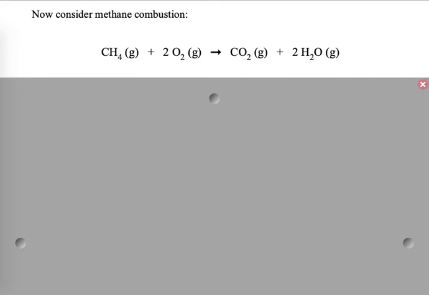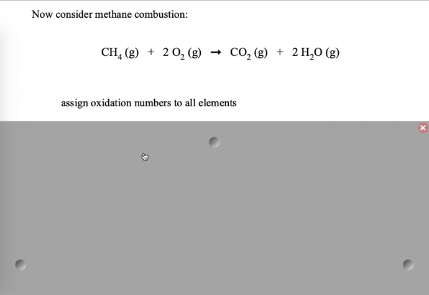So now, let's go back and look at our methane combustion reaction, and again try to use oxidation numbers to answer the question: which element is being oxidized and which is being reduced? First thing I'll do is assign oxidation numbers to all elements. Oxygen in pure oxygen has an oxidation number of 0. Hydrogen is +1, and oxygen in a compound is -2. In both carbon dioxide and water, oxygen has an oxidation number of -2. In carbon dioxide, in order for the sum of the oxidation numbers to be equal to 0, carbon must have an oxidation number of +4.